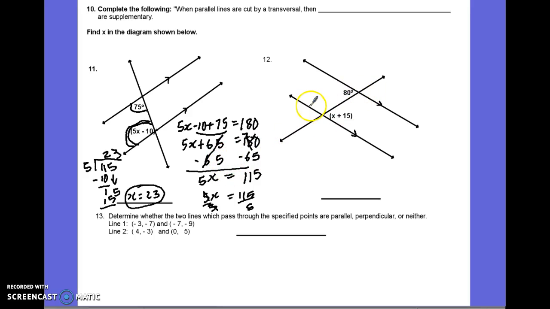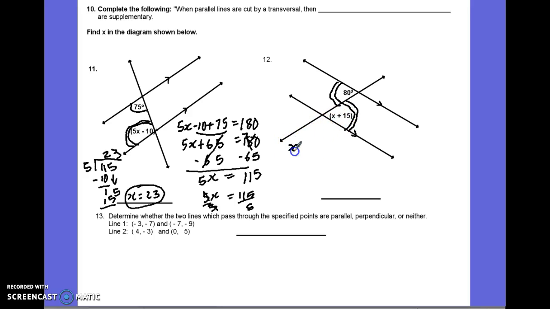How about this one? Here we've got parallel lines again, indicated by the arrows, cut by a transversal, and we have two angles that are shown here. This one, and then this one. These will be classified as alternate interior angles. They're on alternate sides of the transversal, and they're in the interior between these two lines. One theorem says when parallel lines are cut by a transversal, alternate interior angles are congruent or equal.